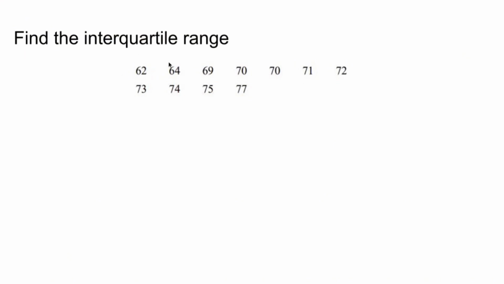Find the interquartile range. The interquartile range of a data is found by taking your upper quartile minus your lower quartile. Now, the way you find this stuff out is the upper quartile is going to be the median of the upper half, right? So I'm going to have to figure that out in a minute. And the lower quartile is the median of the lower half.